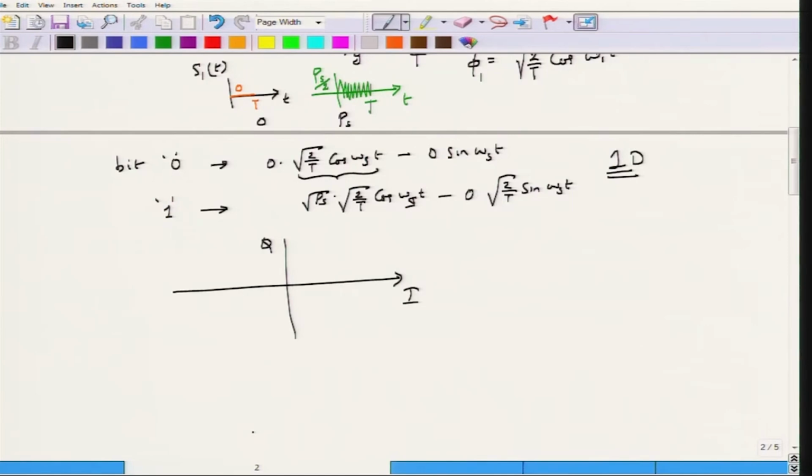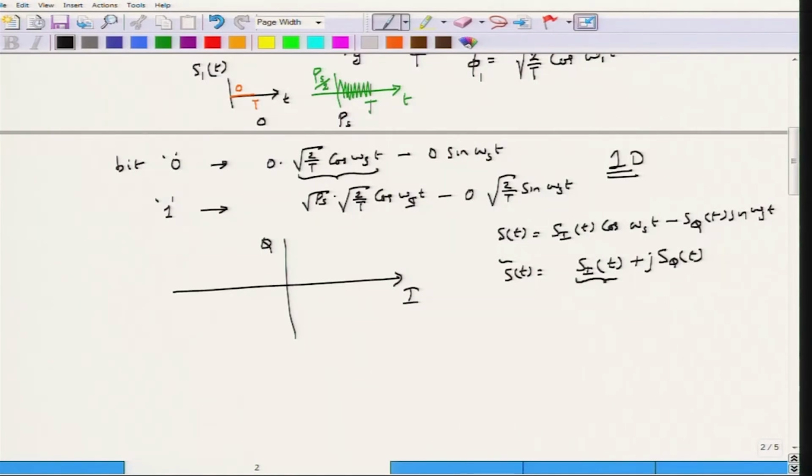here that I have, remember, if I have S_I of t cos omega_s t minus S_Q of t sin omega_s t as the real signal S of t, in terms of I and Q, the complex signal can be written as S_I of t. So, this would be S bar of t, which is the complex envelope of this one, as S_I of t plus j S_Q of t, and in this case S_I of t is constant, S_Q of t is constant.